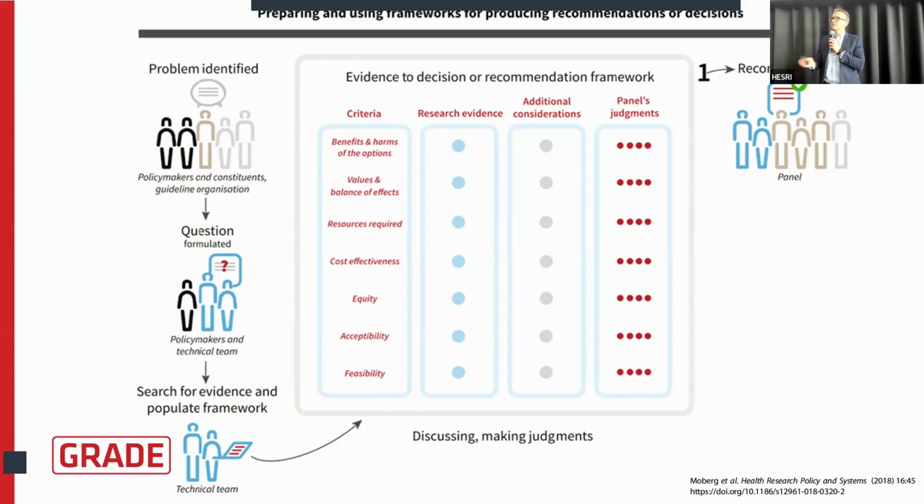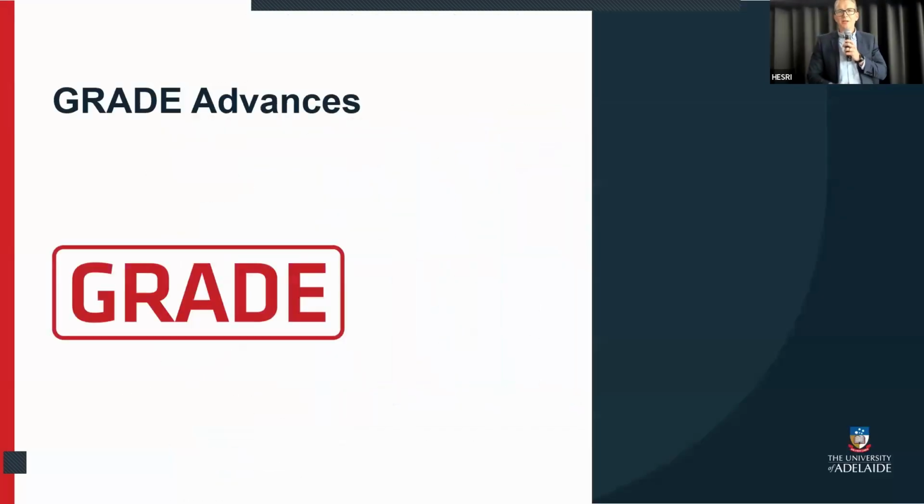And some of the advances in GRADE are actually in line with developing methods to do systematic reviews of these different criteria, and then developing GRADE guidance for how we establish the certainty per criteria as well, not just the certainty in the benefits and harms, which previously there has been a lot of focus on. And then, of course, the panel make their judgment based on this. Okay, so that is a very brief recap of GRADE. And now what we're going to do is jump into some of the advances with GRADE.